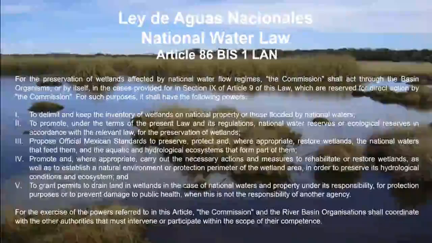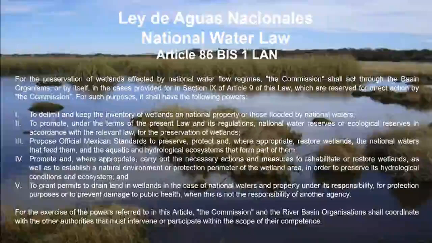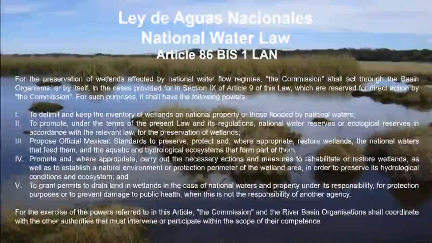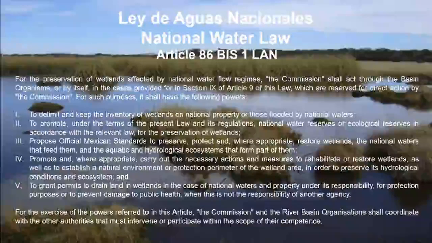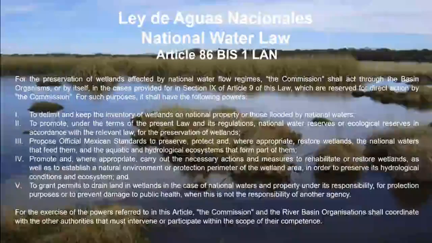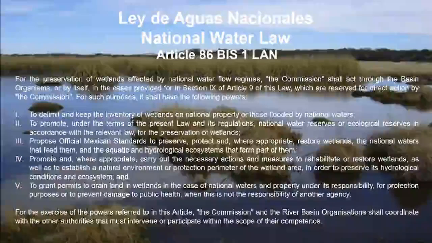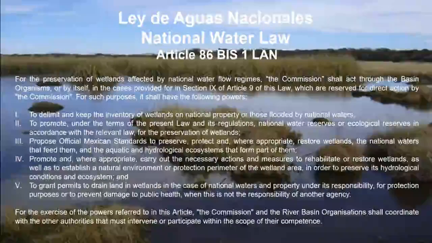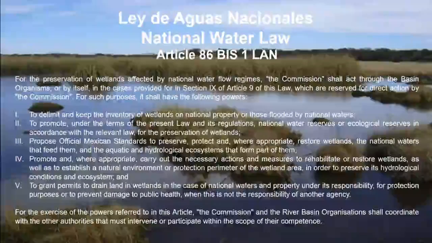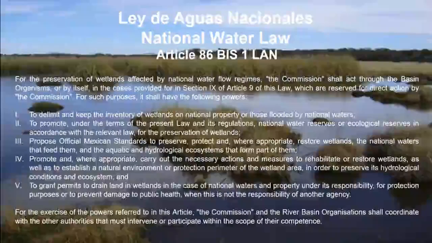We have more than 6,300 wetlands recognized, and that implies 5% of the territory of the country. Mexico is a country that is not small. We have 2 million square kilometers. So we're close to 100,000 square kilometers of wetlands. So keeping them, maintaining them, represents a very important challenge for the capacities that we currently have in the commission.